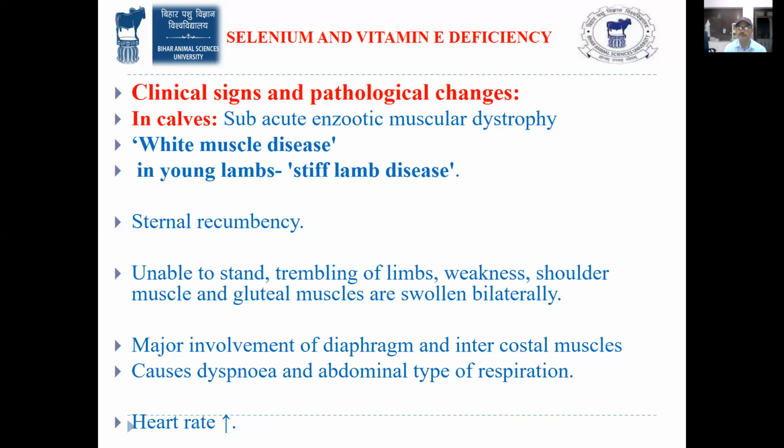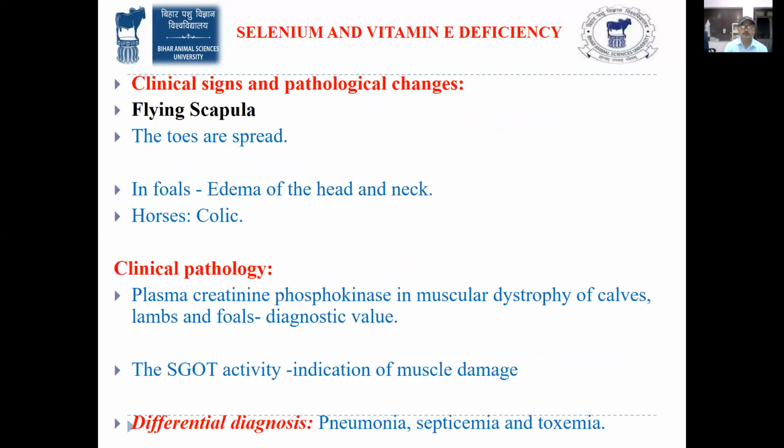Major involvement of the diaphragm and intercostal muscles occurs in many cases and causes dyspnea and an abdominal type of respiration. Heart rate is also increased. In severe cases, the upper border of the scapula protrudes above the vertebral column and is widely separated from the chest. This condition is known as flying scapula. In this condition, the toes are spread. False edema of the head and neck is common.